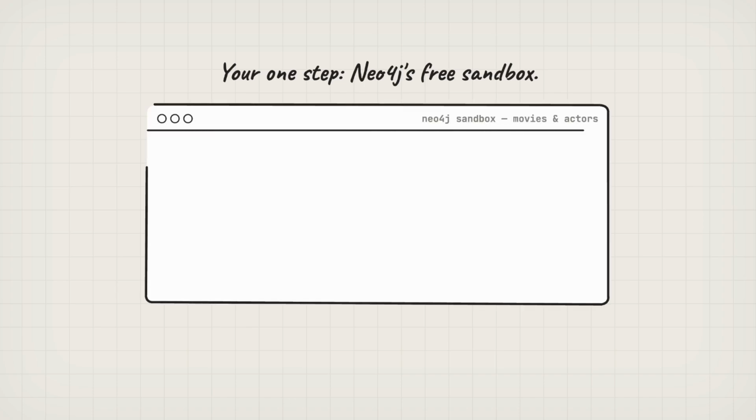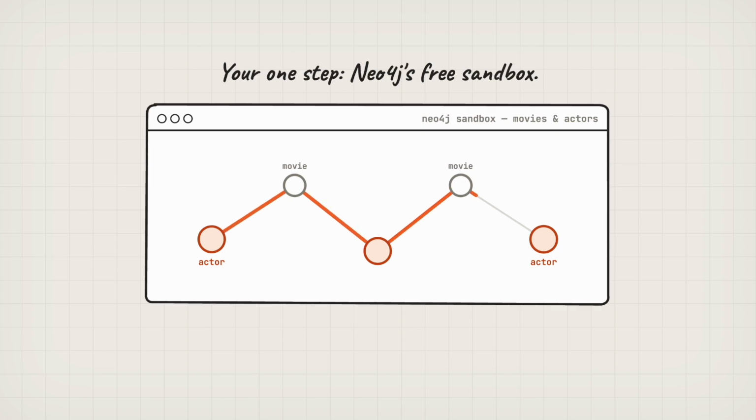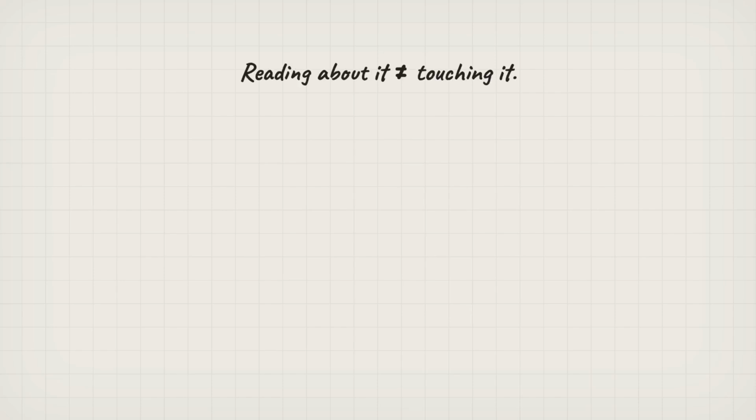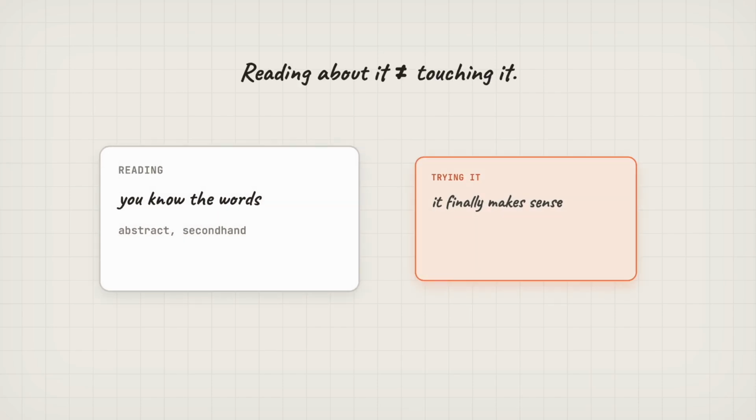Let me leave you with one thing you can actually do today and where to go next. Here is your one concrete step for today. Go to Neo4j free online sandbox. It comes with a ready-made example graph of movies and actors. Load it and run one shortest path query between two actors. When you see it hop across the connections and hand you the answer, this whole video is gonna fall into place for you. Reading about graphs and trying one are two very different feelings, and I want you to try it.